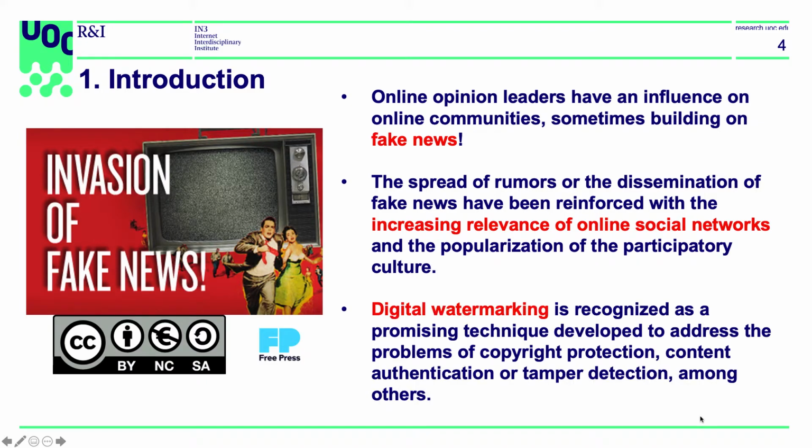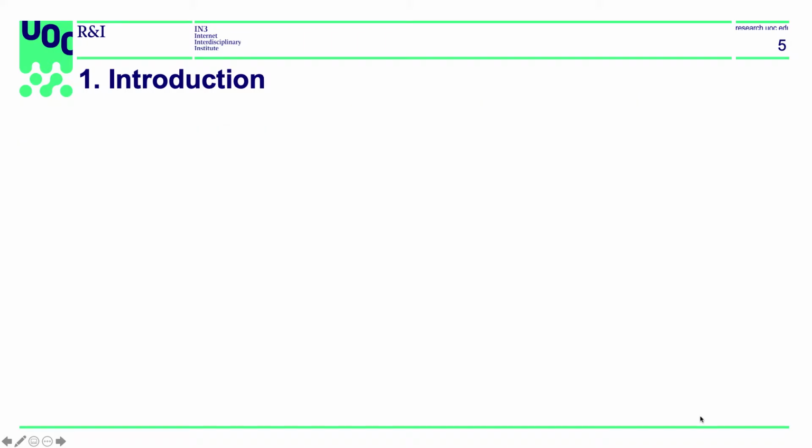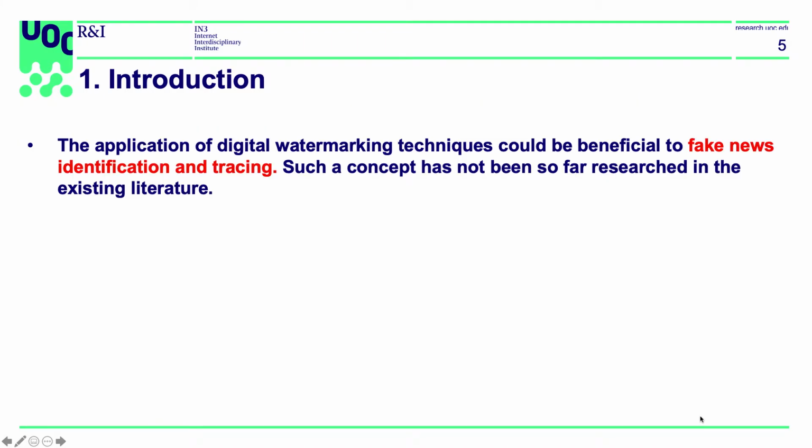In this project, we intend to use digital watermarking. Digital watermarking is recognized as a promising technique developed to address the problems of copyright protection, content authentication, or tamper detection, among others. The application of digital watermarking techniques could be beneficial for fake news detection, identification, and tracing, and such a concept has not been researched so far in the existing literature.